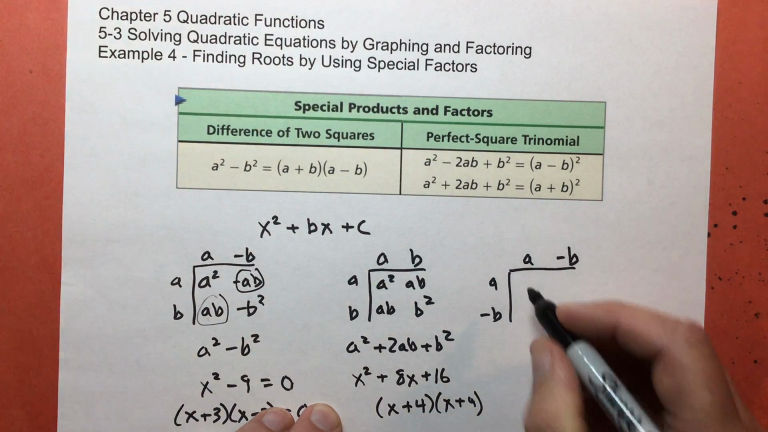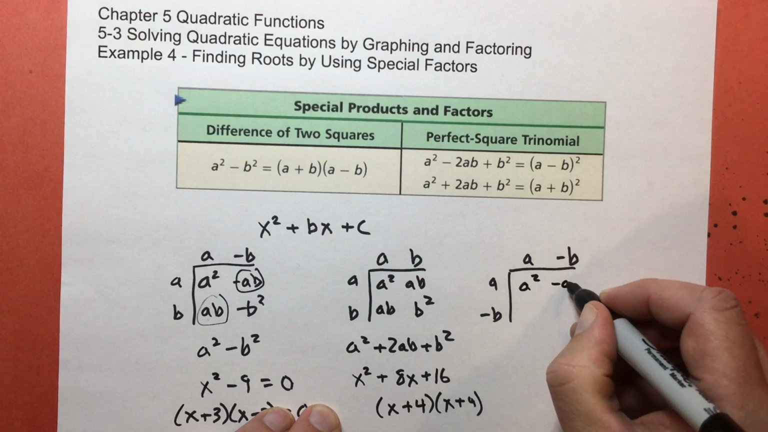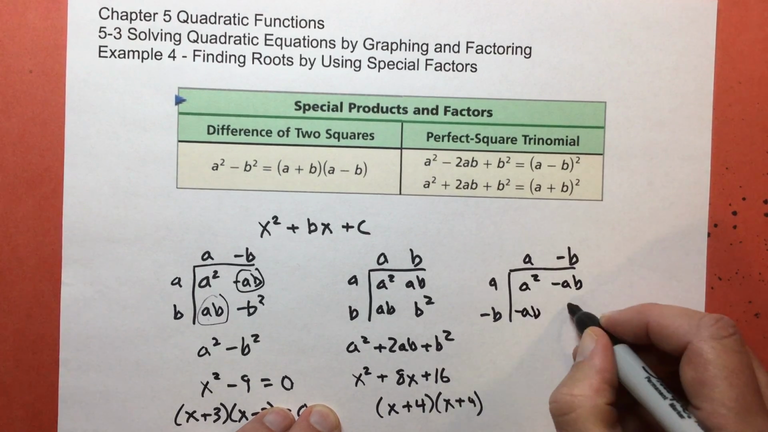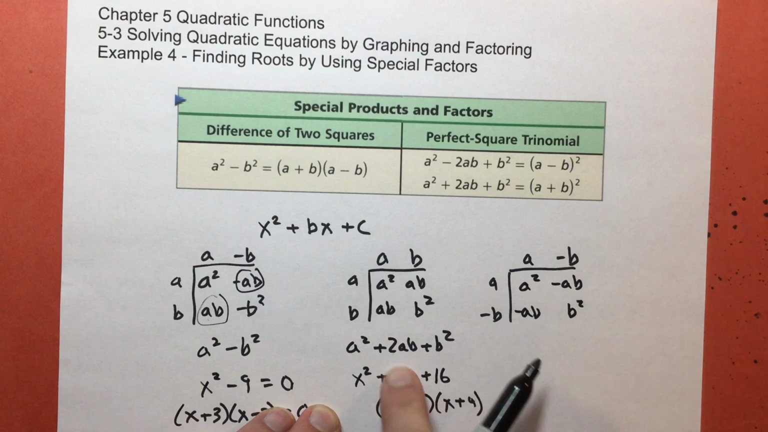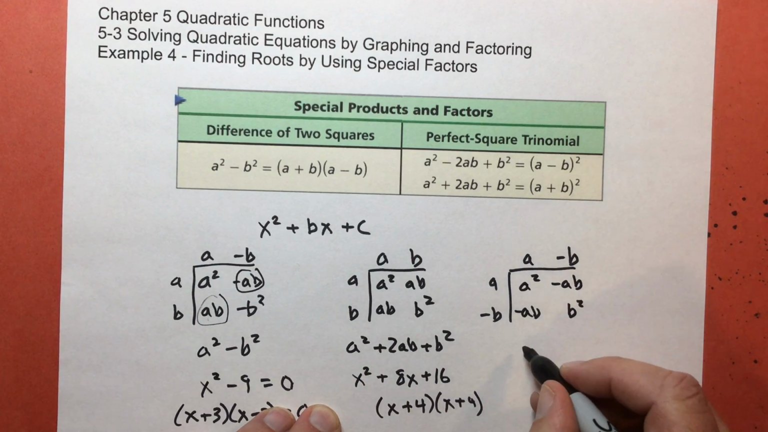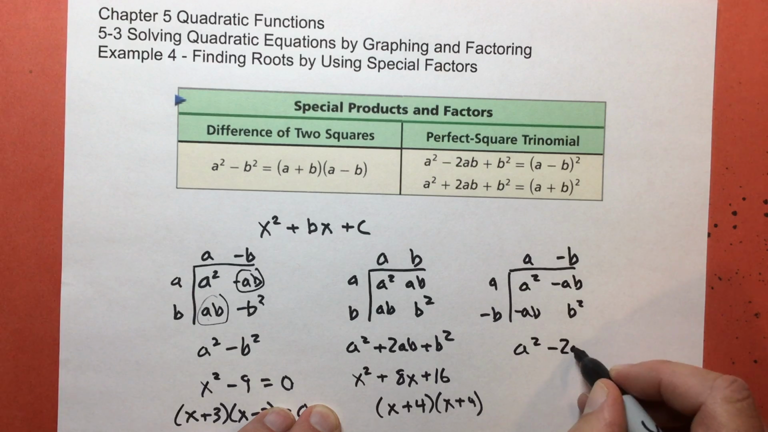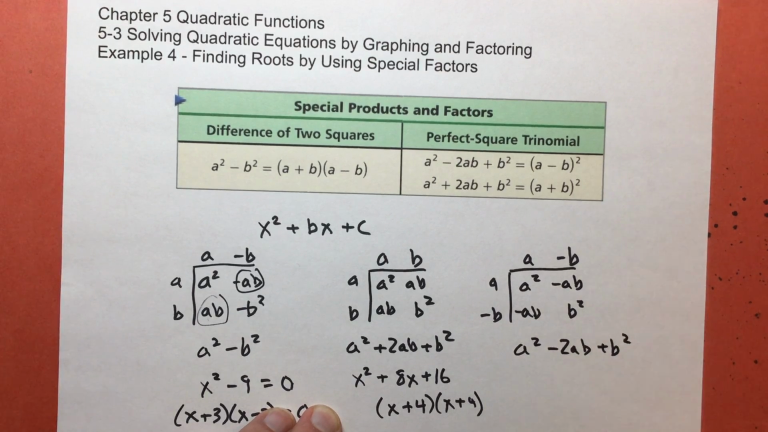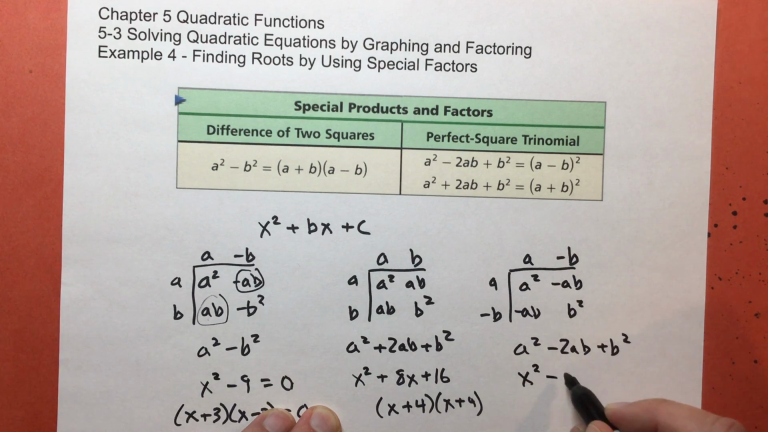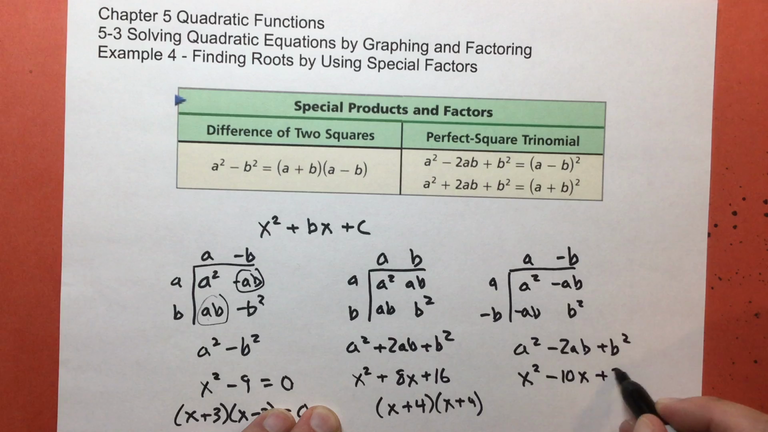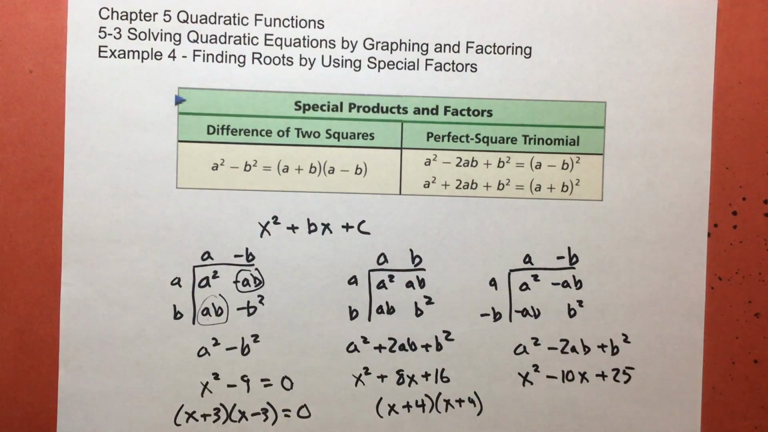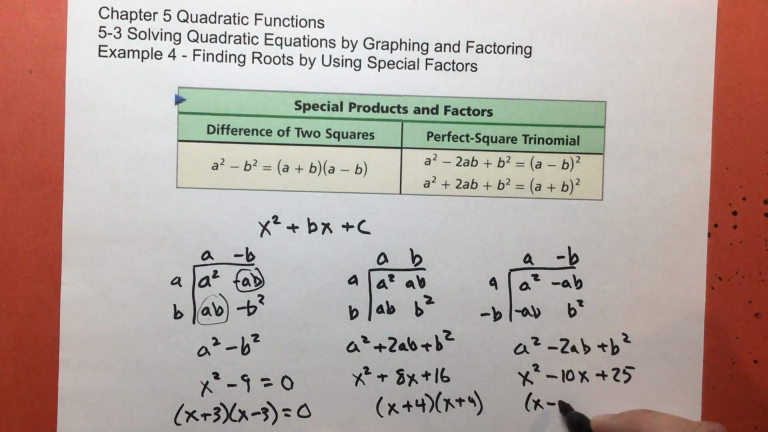If it's subtracting, I get a squared, I get negative 2 times a times b, and b squared. That's the same as that, except instead of positive 2ab, I get negative 2ab. So you're going to see factoring like this: x squared subtract 10x plus 25. That'd be x subtract 5 times x subtract 5. So what we're going to be looking for will be perfect squares.